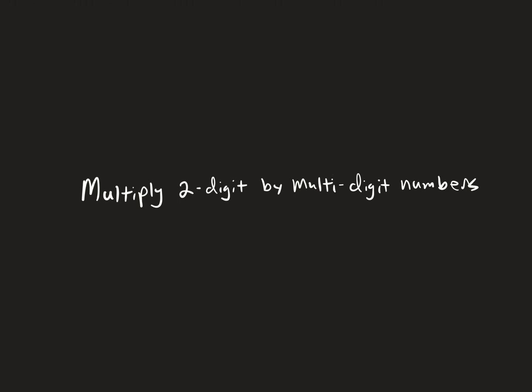Wanted to take a quick review on multiplying two digits by multi-digit numbers. So there's two ways that we're going to review this. The first one is by using partial products boxes, and I'll have two different examples for those, and then showing you guys in real time with standard algorithm.